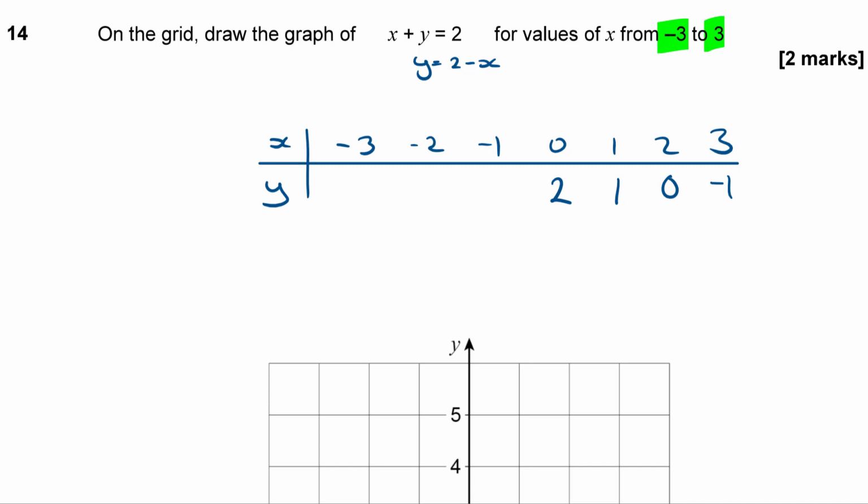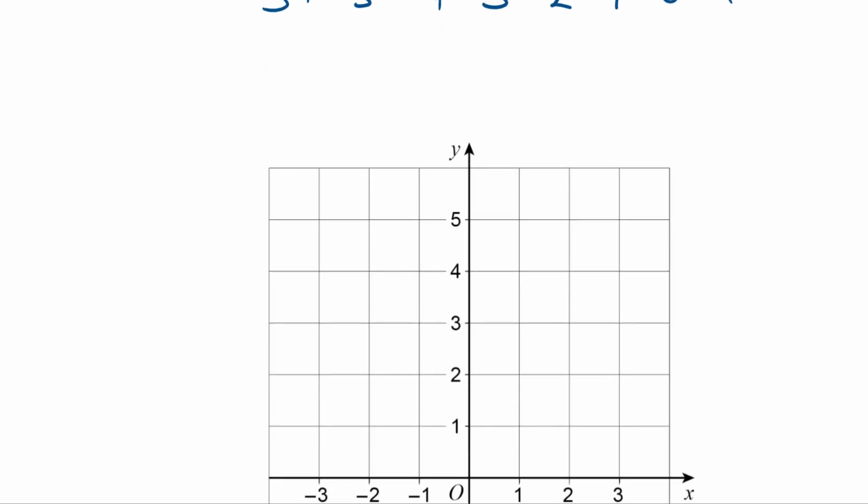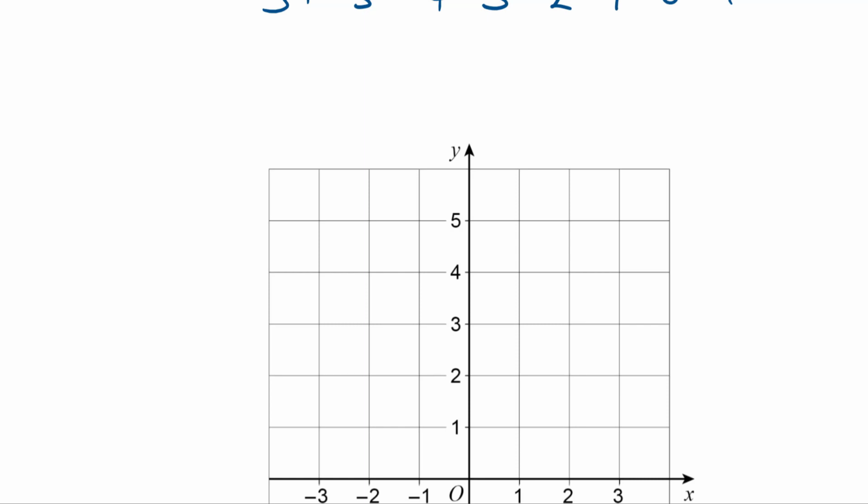If x is -1, then y is 2 subtract -1. 2 subtract -1 is the same as 2 plus 1, which is 3. I think you can see the pattern going on here. It's going to be 4 and 5, isn't it? Okay, so I've got -3, 5 to plot. -3, 5. -2, 4.